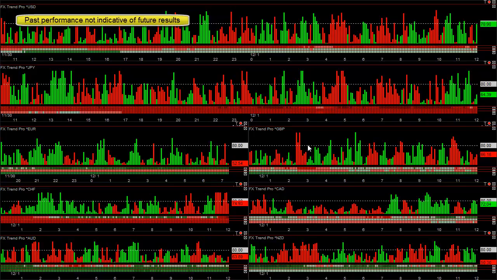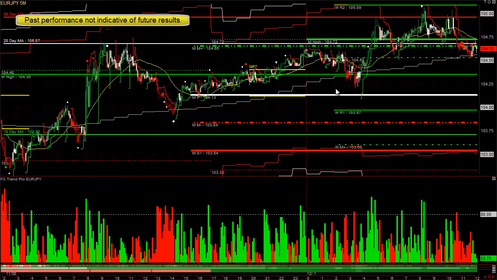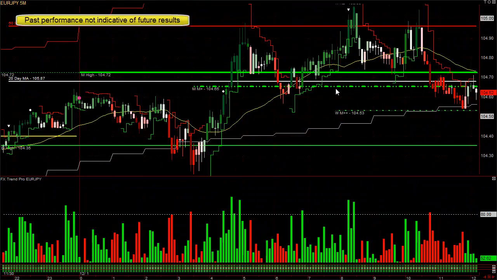The pound before 4 o'clock was starting to show some strength. The daily and weekly trends are down, so it's not the best one. So it's probably the euro-yen that is one of the best ones to be looking to buy at 4 o'clock, coming up to 4. Here's the euro-yen.